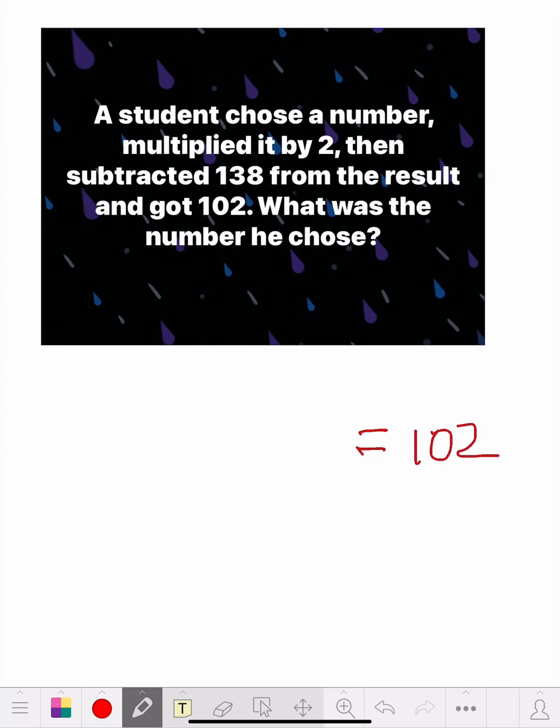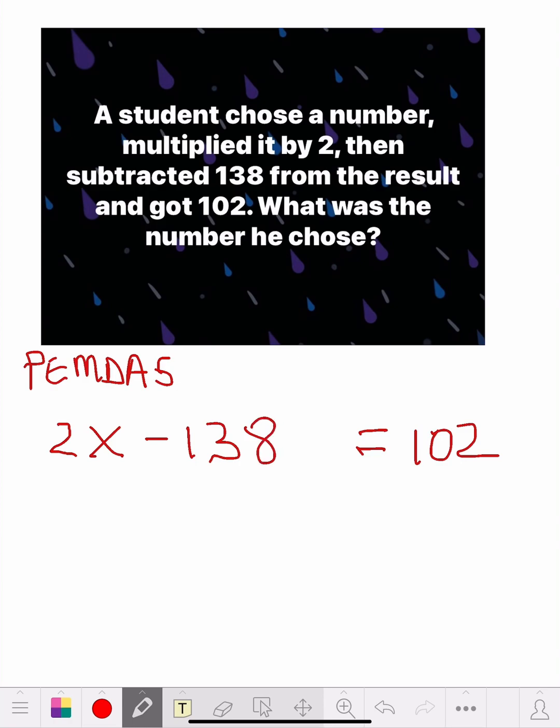Now we're going to make the number x. He multiplied it by 2, so now it's going to be 2x. And then he subtracted 138 from the result. Well, because of PEMDAS, remember PEMDAS, P-E-M-D-A-S, multiplication comes before addition and subtraction, so the 2 times is going to be first. So now we subtract 138, and he ended up with 102.